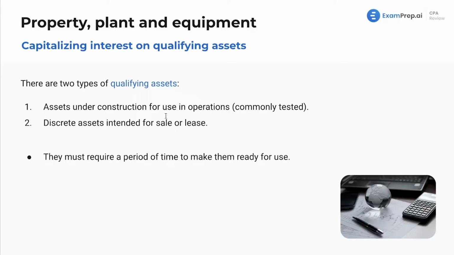So if you're constructing something, like I said, you're going to capitalize that interest while it's being constructed. If you pause construction, you pause capitalizing, and any interest incurred is going to start being expensed. And then when you start constructing again, you are going to capitalize. They must require a period of time to make them ready for use, right? Like we were saying, it's going to be over the period that you are doing the constructing.